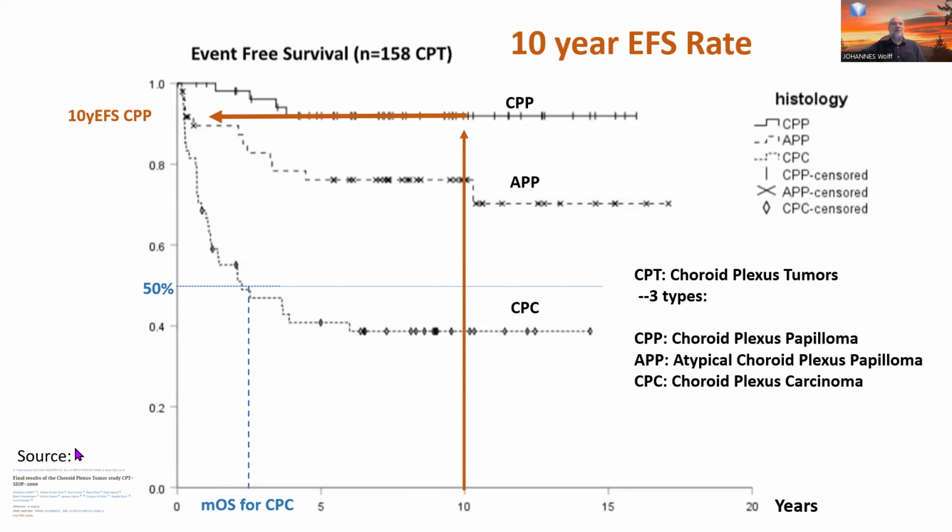To read this, you start on the x-axis, go to the 10 years, go up until you hit the curve, go back to the left, and then read on the y-axis the 10-year event-free survival of choroid plexus papilloma. And you can do the same thing for the other curves, and then you have three numbers where you can compare the three diagnoses, and then you have a good way to describe, even without the figure, that this one is the worst, this one is in the middle, and this one is the best.